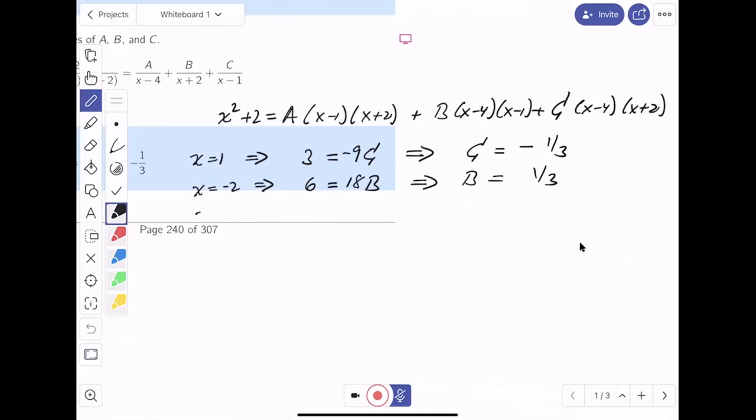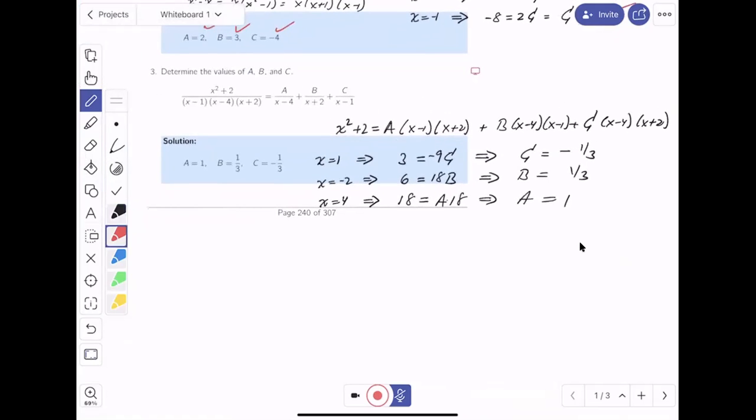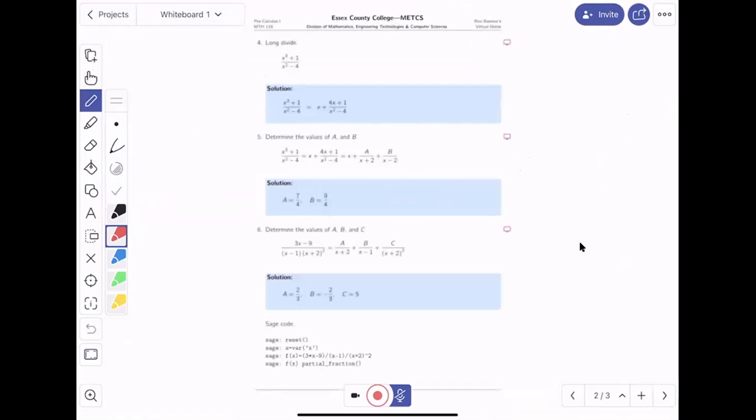All right, let's pick another value that's going to be easy to do. And I'm going to say X is 4. What do you get? 16 plus 2, 18. And we're going to get an A now, and we're going to get 3 times 6 is 18. And so that's really simple. A is 1. Let's check it, see how we did. I said A is 1. I said B is 1/3. And C is minus 1/3. All right, that's good news. Let's go to the next one.